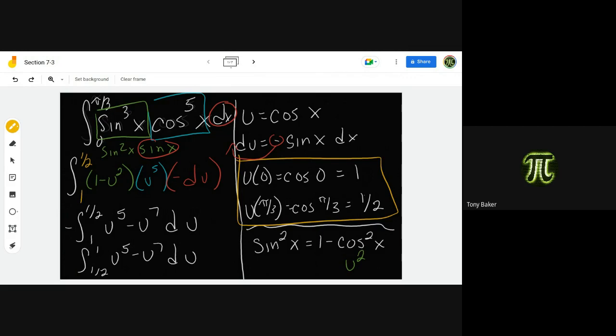So the sine to the third became sine squared times sine. This sine squared x became the 1 minus u squared. That sine x went with the dx, with the d. All right. Any questions with where we are right now? We only got basically one step left to do the integral and then plug in the values.